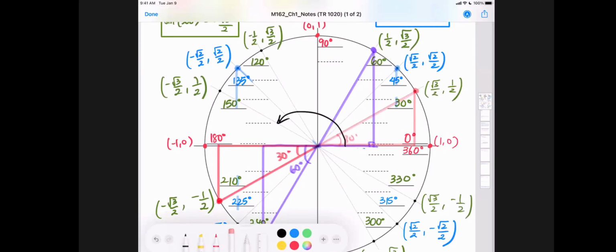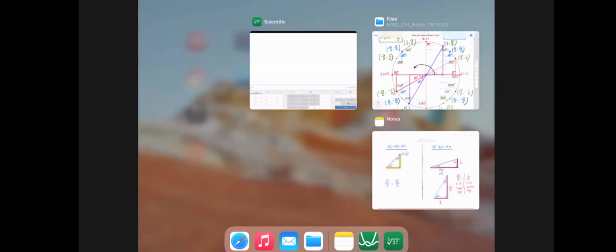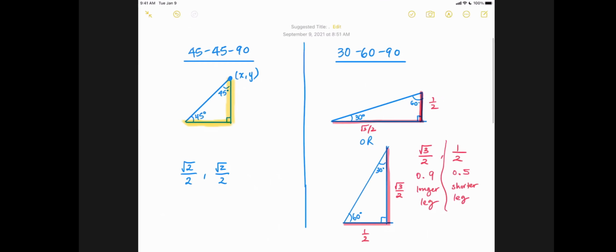If you look at the 30-degree versus the 60-degree angle, you see that we have the same values, but they're swapped, right? It has to come from which of the legs is longer than the other. I have this diagram here that I created where the two cases are drawn out: our 45, 45, 90 case and our 30, 60, 90 case.